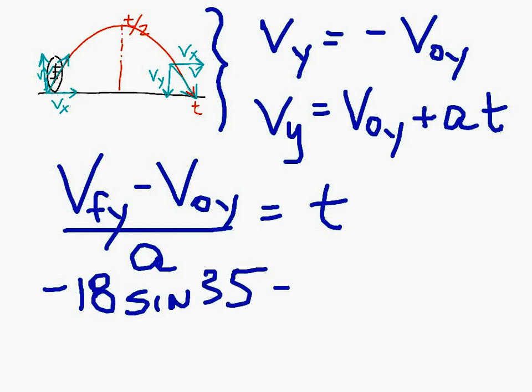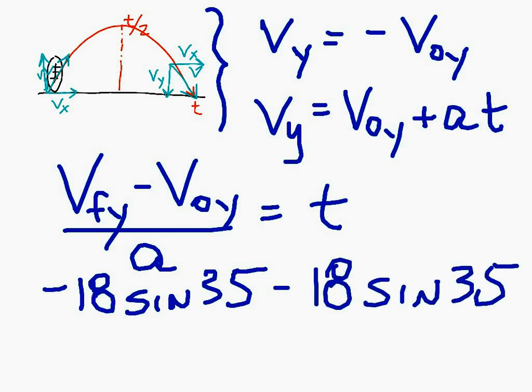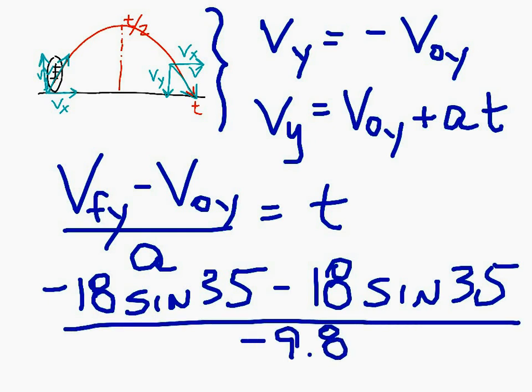And from that, I'm going to subtract my v initial y, which is going to be 18 times the sine of 35. And I'm going to divide this whole thing by negative 9.8 meters per second squared. I forgot my units up here for these 18s. Those are, of course, meters per second. Here and here should both be meters per second.